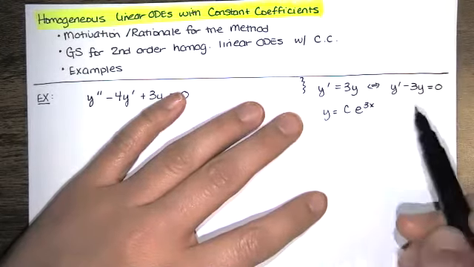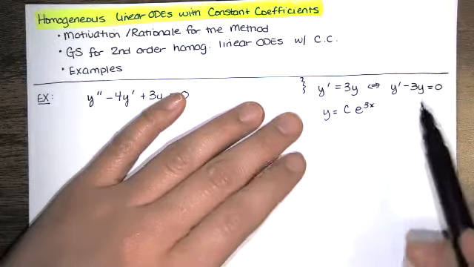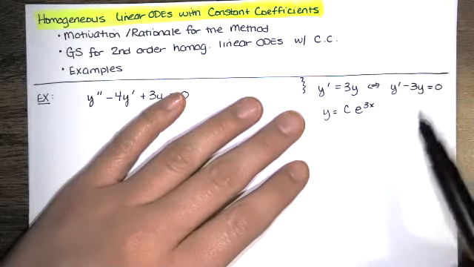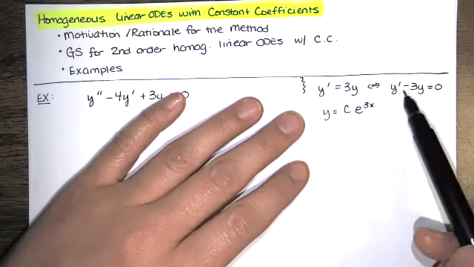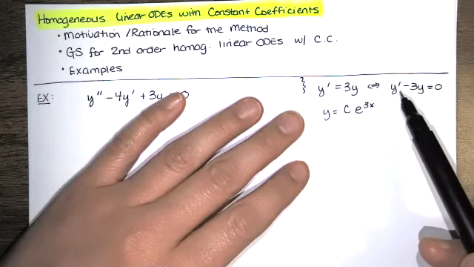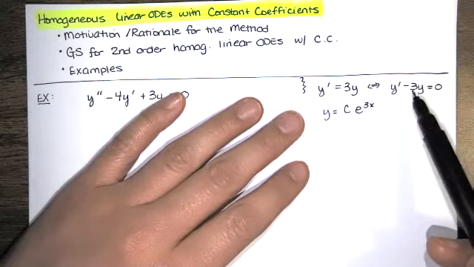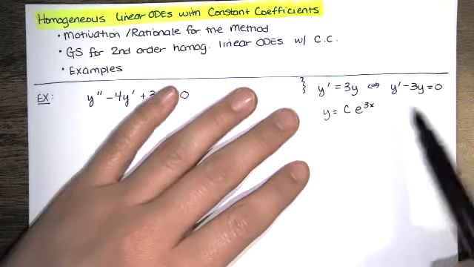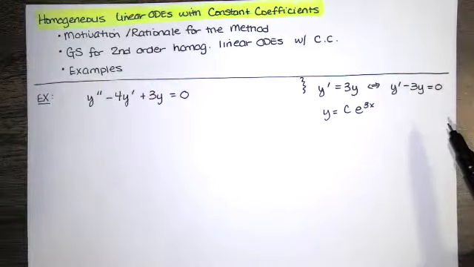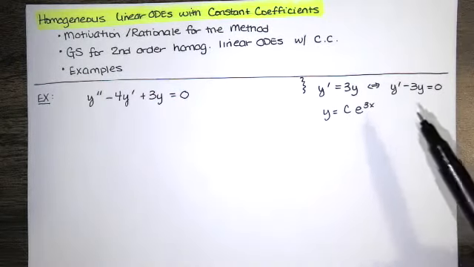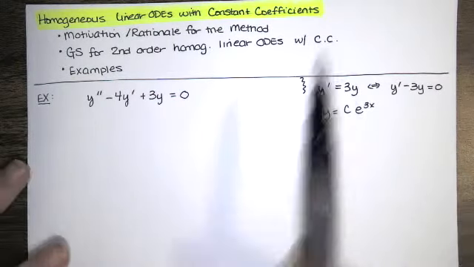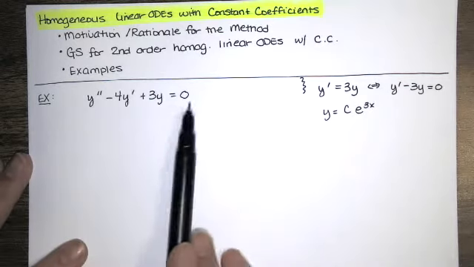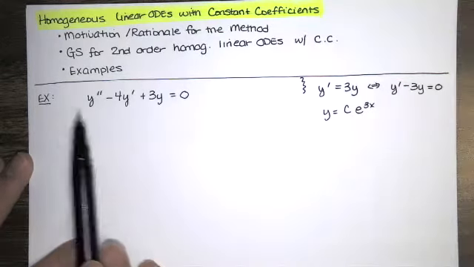Now you can also think of it this way. Rather than thinking of it in terms of this differential equation, you can think of it in terms of this equivalent differential equation. What function can you take the derivative of so that when you subtract 3 times the original function, all of the terms cancel, and you're left with a 0? Well, this exponential works that way. Similarly, I would expect an exponential to work here.